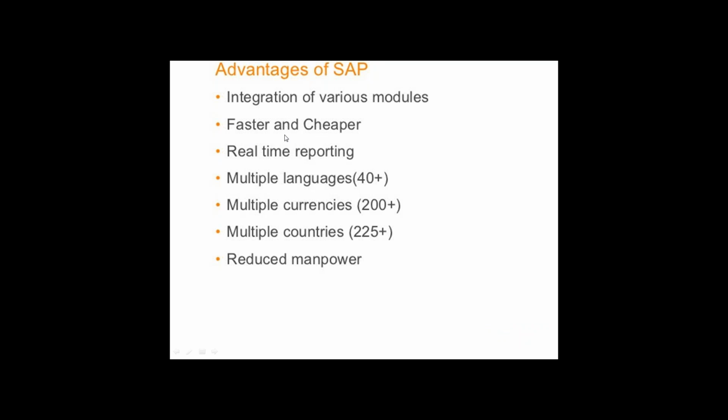Right, next, faster and cheaper. SAP runs with very fast engines and servers, so data will be managed very fast. How it becomes cheaper: it's a huge data maintenance system, and once you go for managing the bulk data, the cost will reduce automatically. And then this is the best advantage of SAP, the real-time reporting structure.